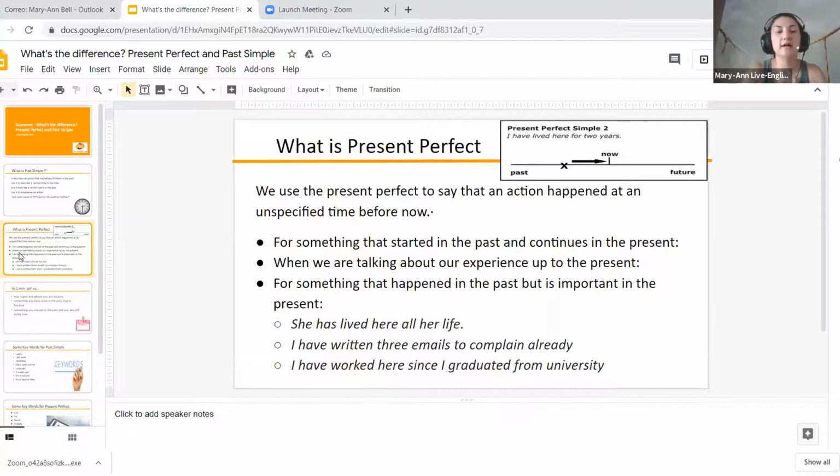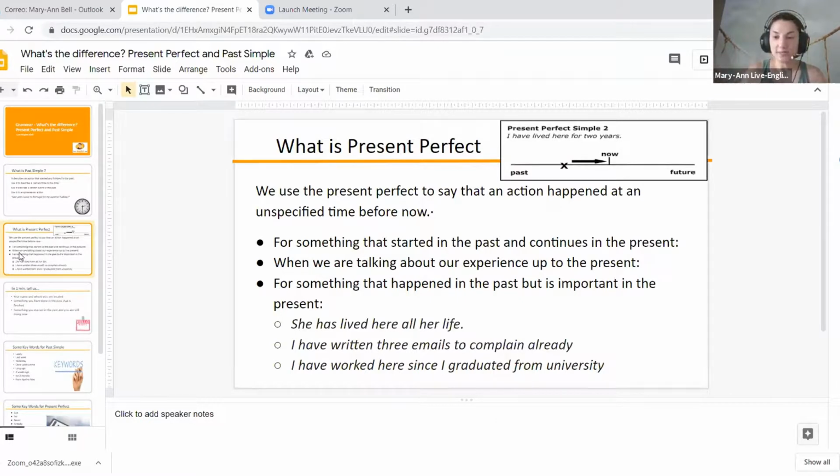Okay, we often use present perfect to talk in general about experiences that we've had in our lives. Okay, in this situation, it can often be confused with past simple because you could say, I swam with dolphins, or I have swum with dolphins. Okay, both things are happening in the past.